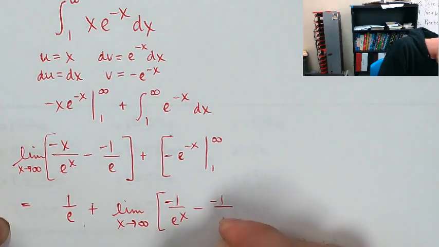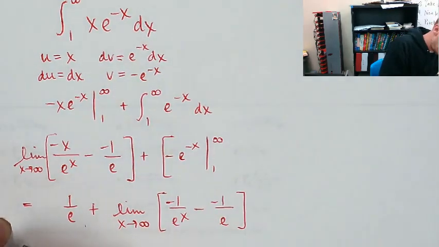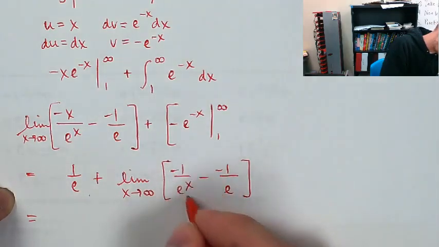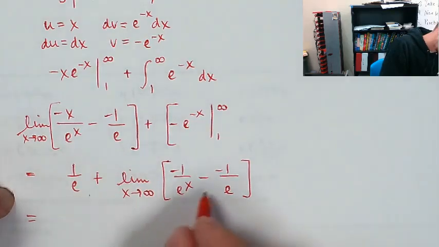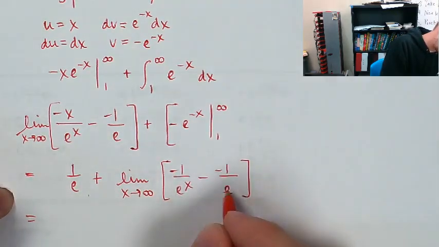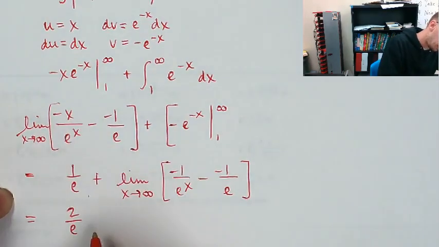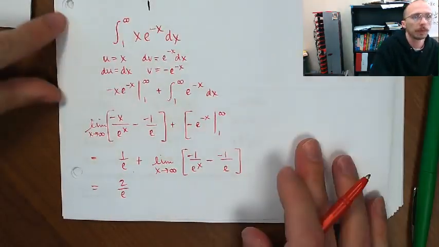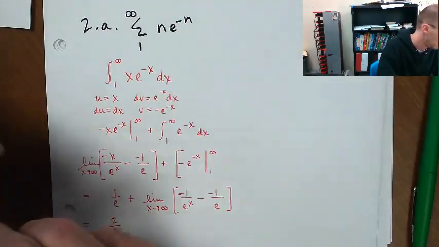Negative 1 over e to the 1. Okay, so this is equal to, you can't see that, but in total, okay, this again is going to 0 because e to the x is growing and 1 is not. Okay, but it ends up being 0 plus 1 over e plus another 1 over e equals 2 over e. This converges. Okay. Therefore, that series converges.